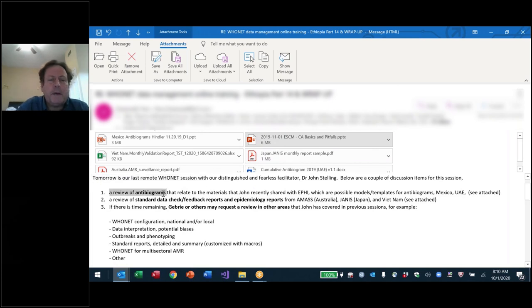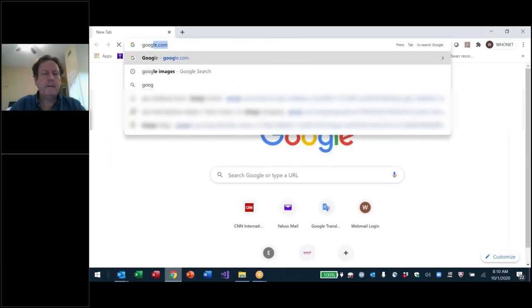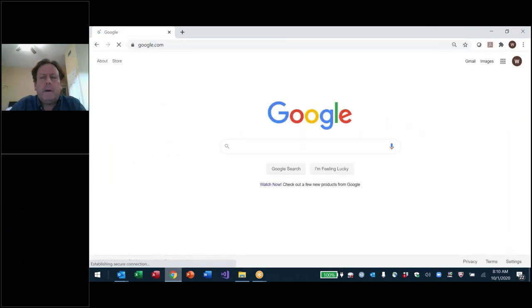Second point, a review of antibiograms. Let me do a Google search. Antibiograms, in other words, cumulative antibiotic statistics that hospitals or countries typically do on an annual basis. I'll show you a couple of resources.